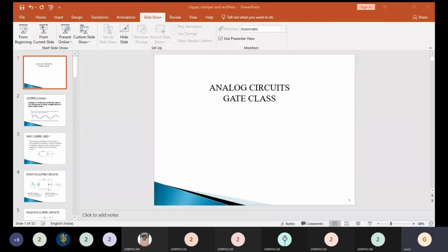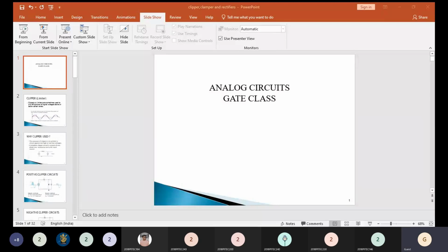After 2 volts, what happens? After 2 volts, it goes reverse bias, an open circuit. Open circuit means we are not getting any output through the resistor RL. So it is clipped off. On the reverse side, the full negative half cycle we are getting at the output. So this is called the biased positive clipper.